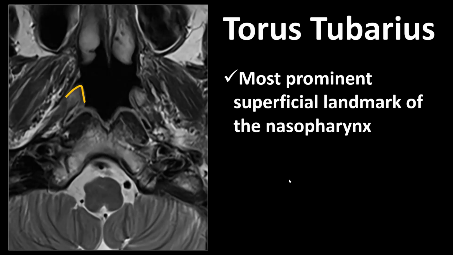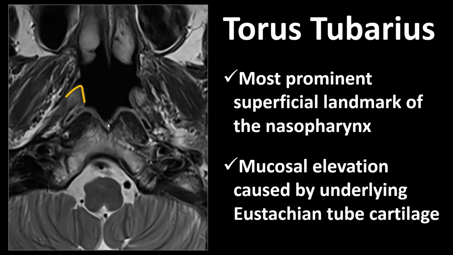The Torus Tubarius, as said, is the most prominent superficial landmark of the nasopharynx. So if you see this image, you immediately recognize that we are looking at the nasopharynx. You don't have to be able to visualize all the borders because you immediately see the Torus Tubarius causing an impression here, and also the elevation caused by the longus capitis slash colli muscles. So it's a mucosal elevation caused by the Eustachian tube, as said.